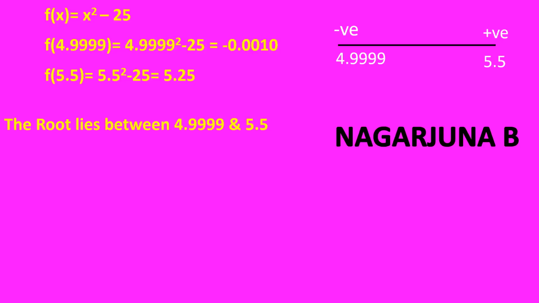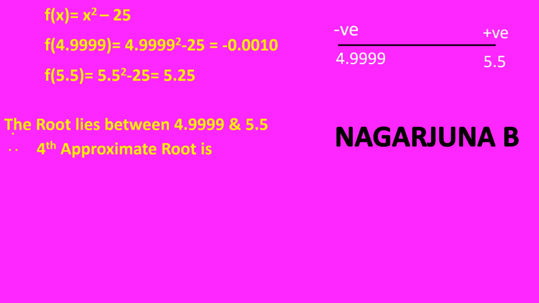It means if there exist two values a and b such that f of a and f of b have opposite signs, then there exists at least one real root between a and b. According to that, between 4.9999 and 5.5 the root exists, and that root is now the fourth approximation. Therefore the fourth approximate root is given by the formula x is equal to (a into f of b minus b into f of a) divided by (f of b minus f of a).